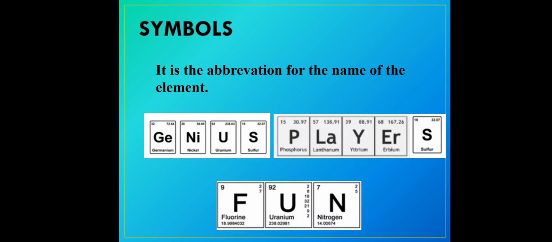So how will you have fun? You can have fun with fluorine, uranium, and nitrogen. That makes it F, U, and N. Now how do we use the symbols?